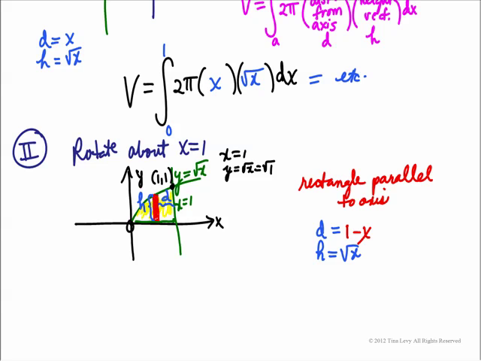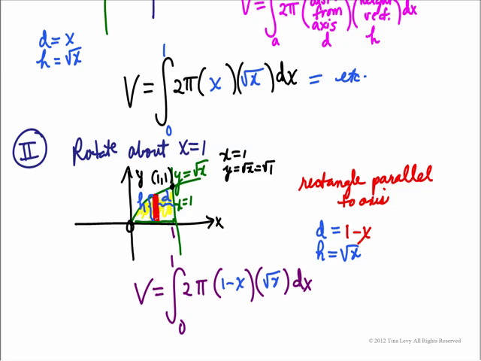We're now ready to set up the integral. Setting up the integral, the volume is 2 pi, the distance from the axis of rotation, the height of the rectangle, dx from 0 to 1. Putting in the distance, we had 1 minus x, and the length of the rectangular height was square root of x. And I know you can figure this out.